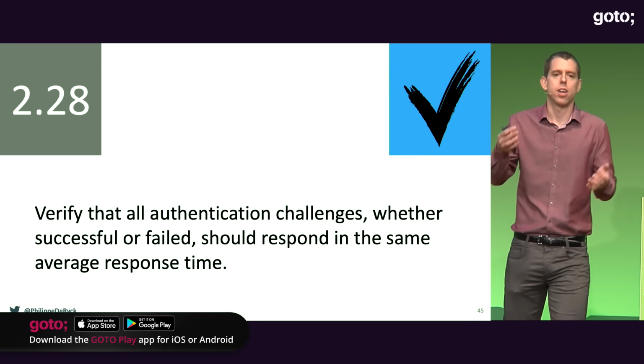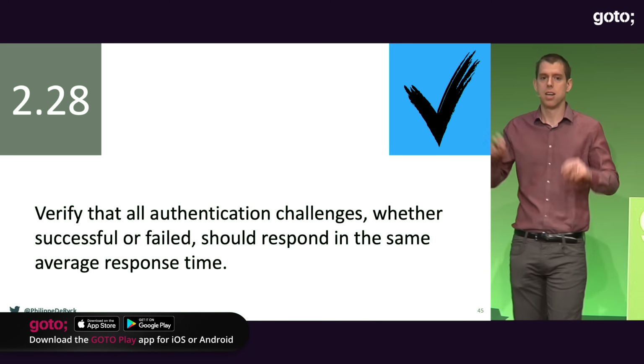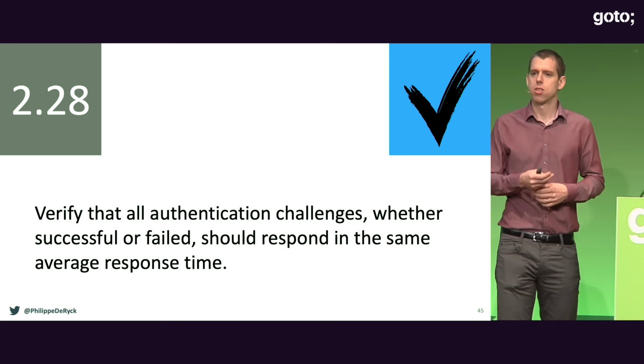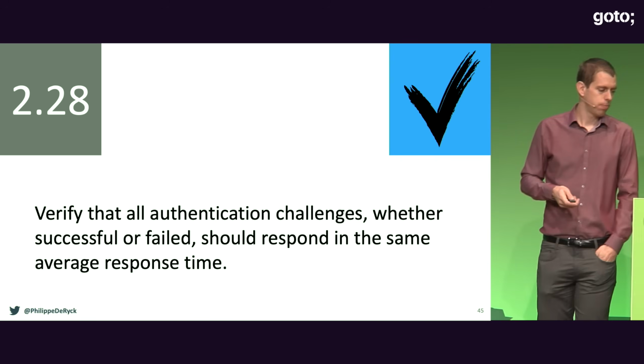The solution is not that hard, by the way. You can easily calculate a fake bcrypt hash in each of the code paths and the problem goes away. It's just a bit slower, that's true, but you don't leak this information.